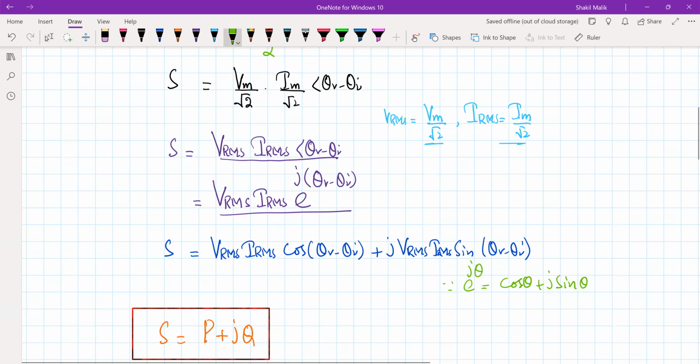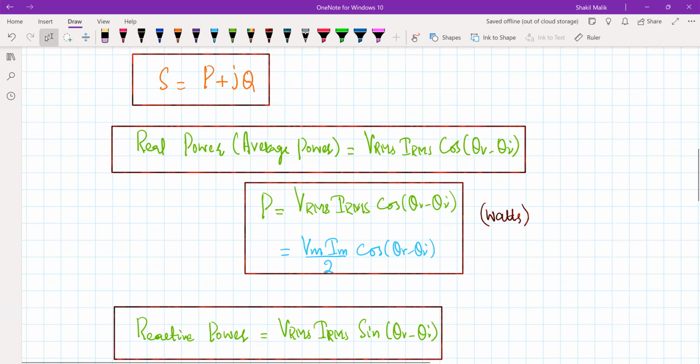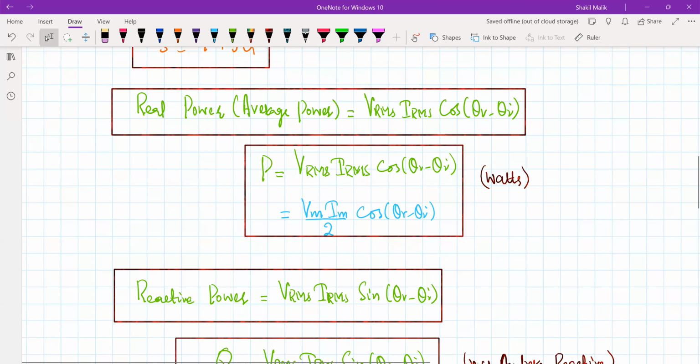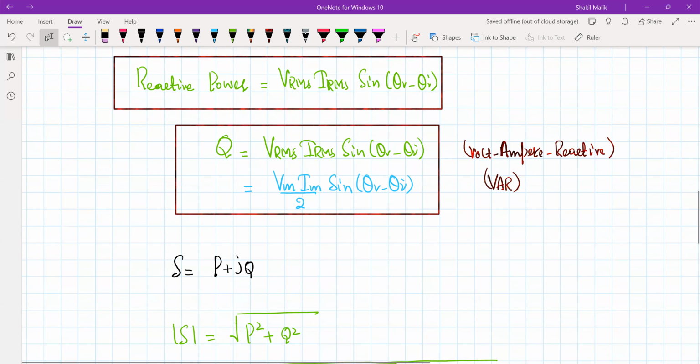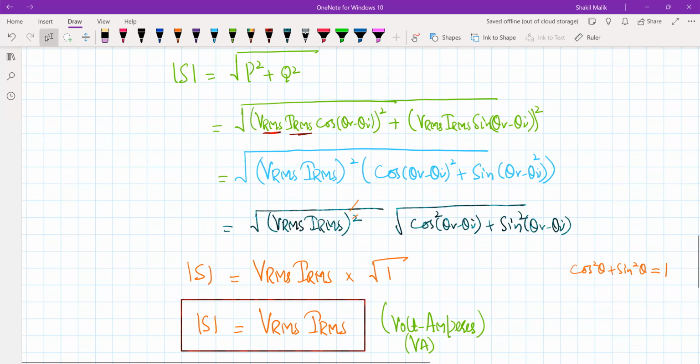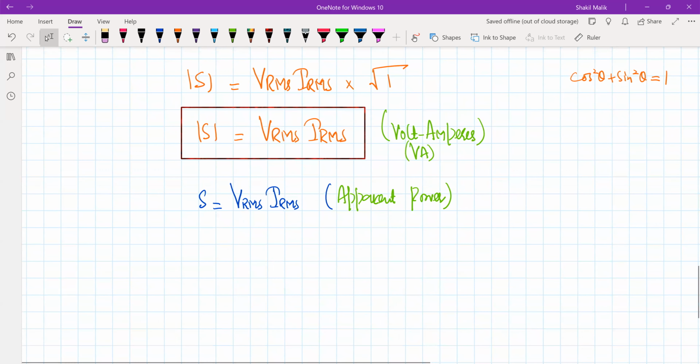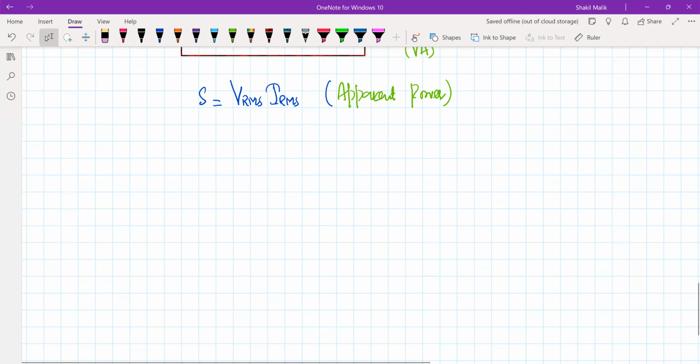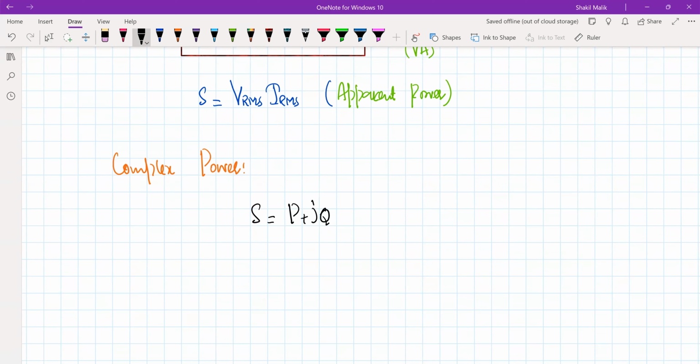Then we get the real part and the imaginary part of this. We say the real part is called the real power or the average power supplied by this element. Q is called the reactive power, supplied or consumed by the element, depending upon whether it is a source or simply a passive element. And if we take the magnitude of this, we get the definition of the apparent power. Now, for the complex power, we have the definition: S is equal to P plus jQ.